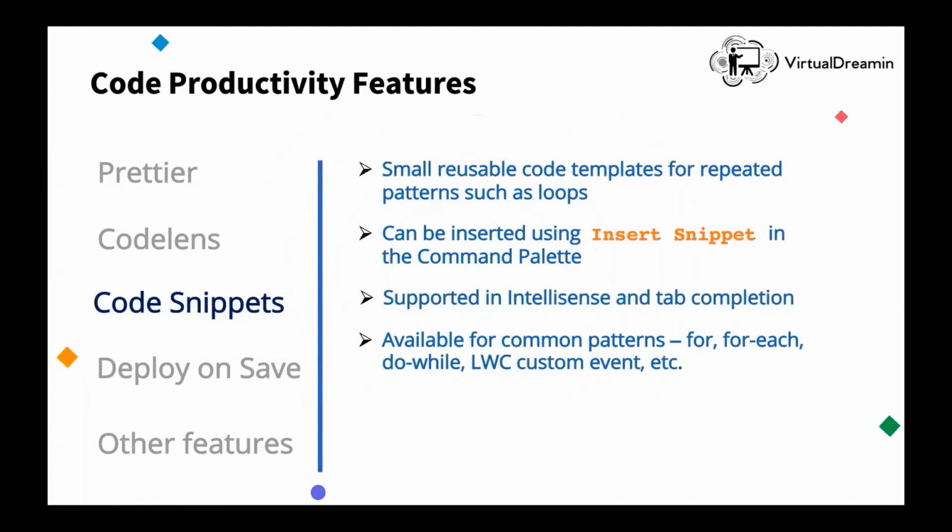Next handy feature is code snippets, with which you can insert the boilerplate code for your project, whichever application or programming language you are working on. So maybe you're working on Apex or JavaScript, you can insert the code snippets. For most of the commonly used patterns, code snippets are available. So for instance, for loop, for each loop, do while loop, LWC custom event. For all these things, we have code snippets.